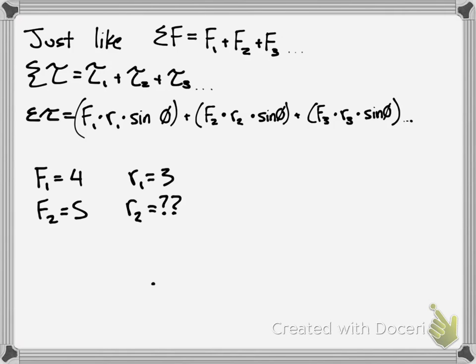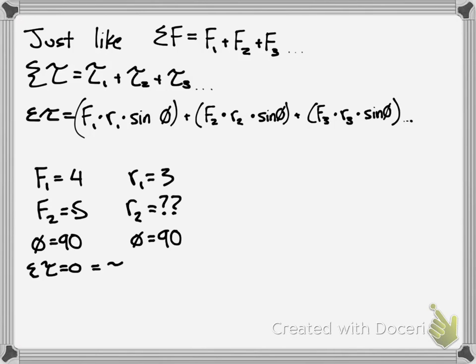So F1 is 4, F2 is 5, R1 is 3, and I want you to tell me what R2 is. Oh, by the way, I meant -5. I just messed up. So let me write that, like, -5. Alright. So, you know that the net torque is 0, and that the thetas are 90, because I say that the thetas are 90 to make the problem easier.